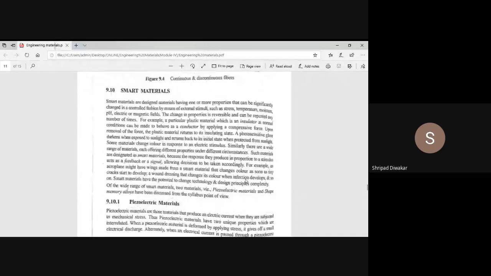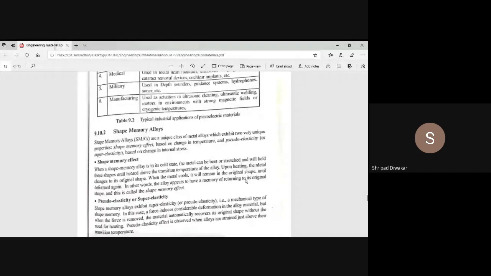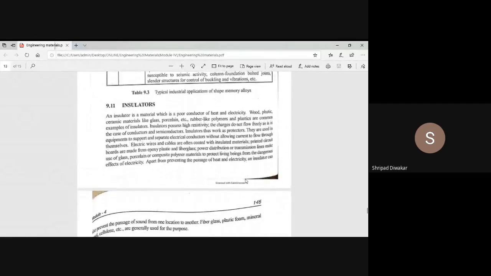One more material I want to discuss is your insulators. I think you might have studied insulating materials. The insulators are different, conductors are different, and semiconductors are different. So first you studied conducting material. Copper, brass, and bronze are very good conductors of the heat.